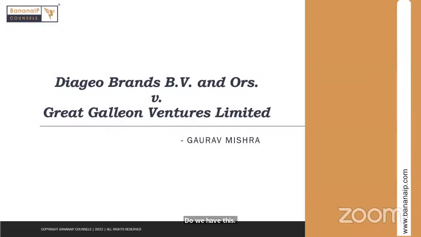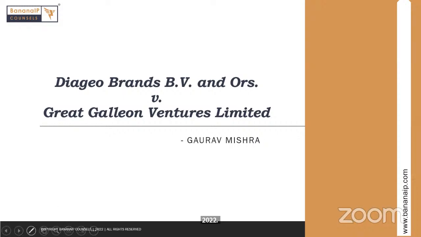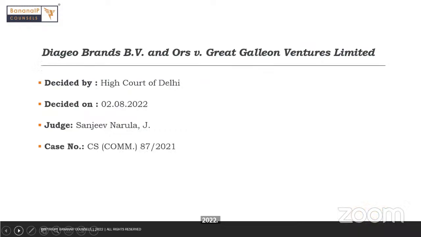Good afternoon, everyone. So this case, Diageo Brands BV and Others versus Great Galleon Ventures Limited, was decided by the Delhi High Court early in August 2022. The judge dispensing the judgment was Justice Sanjeev Narula, and the case citation is CS-Com 87 of 2021.